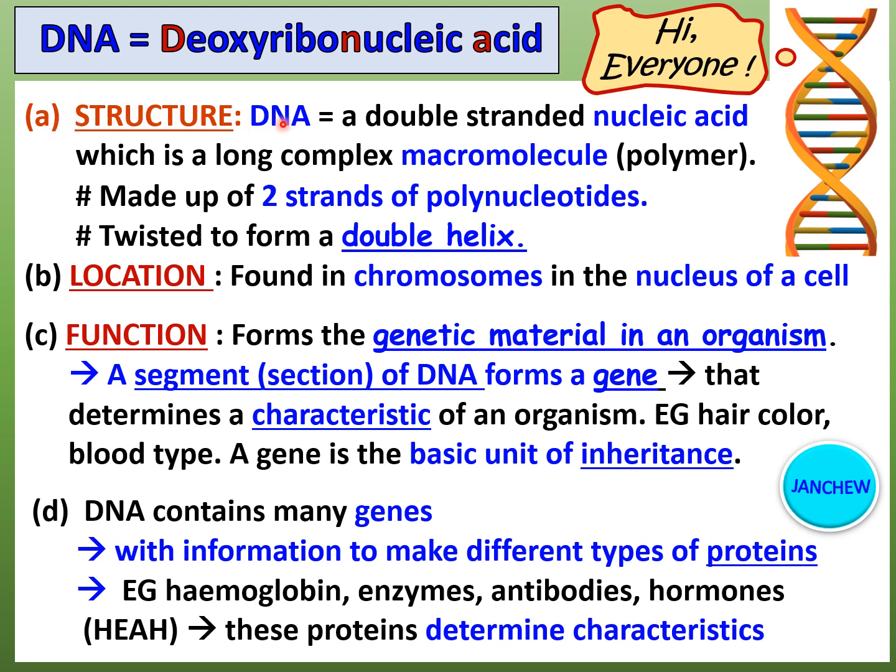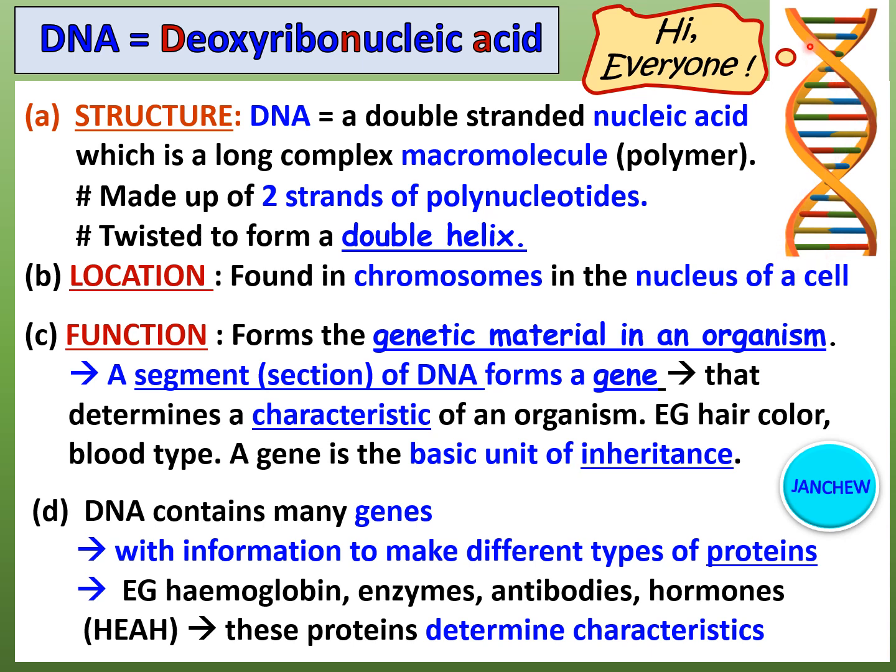So the structure of DNA is that it is a double-stranded nucleic acid, which is a long and complex macromolecule or polymer. It is made up of 2 strands of polynucleotides twisted to form a double helix. The word double-stranded means that it has 2 strands of polynucleotides. Each strand consists of many nucleotides. That's why we call it polynucleotides. Many nucleotides are joined together in each strand.